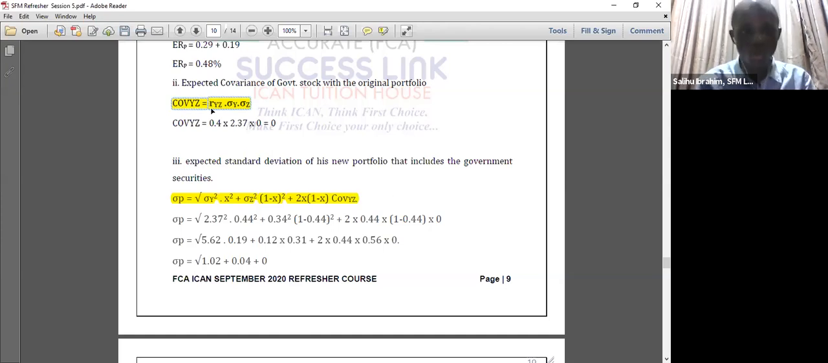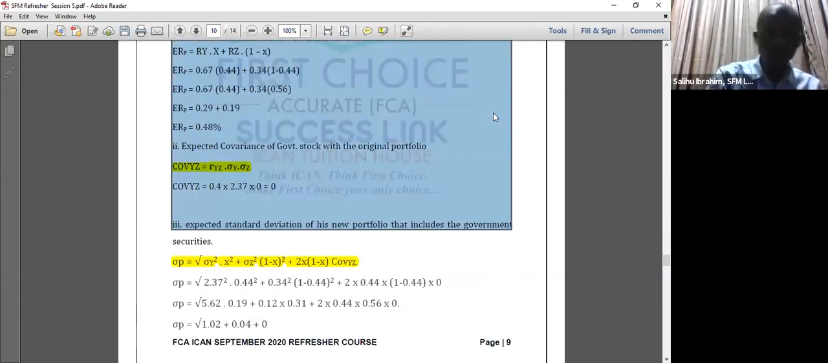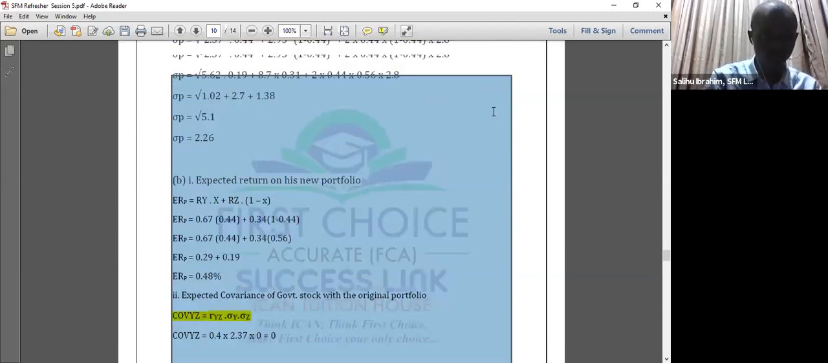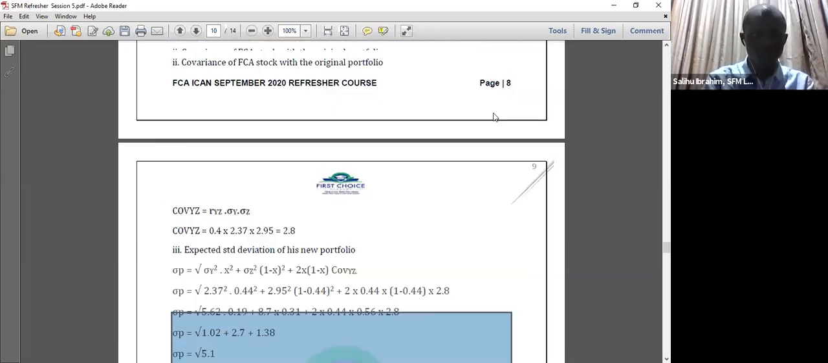Now, it's measured as what? Correlation of YZ multiplied by standard deviation of Y multiplied by standard deviation of Z. That is how to measure covariance. Okay. I now come here. Let me go back to that tool now.